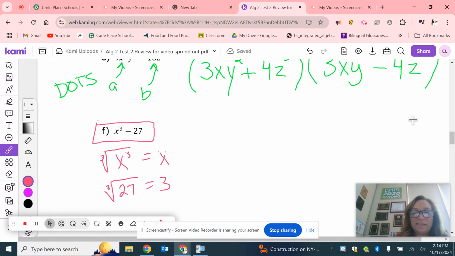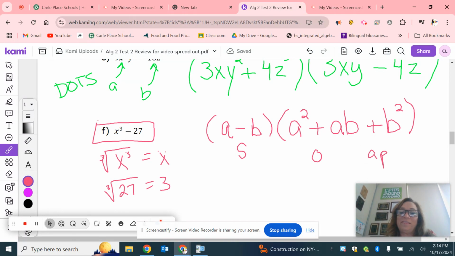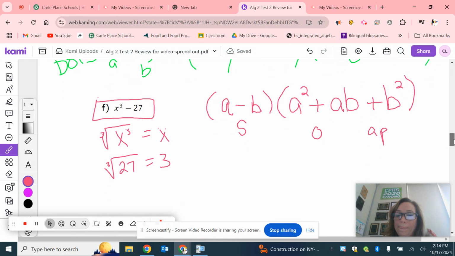Okay, so this is that SOAP thing. So a subtraction b, and remember this is the s for the same, and then this is a squared, this is ab, and this is b squared. So it's same, opposite, always positive. Oh, I said sofa, but it's soap. My goodness me. Always positive, soap. So get clean with your math, okay? Use some soap.